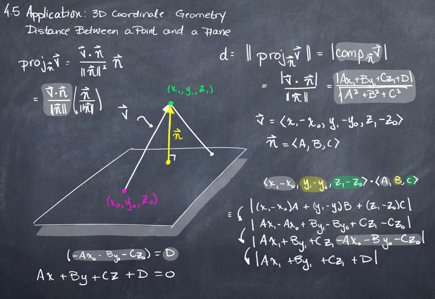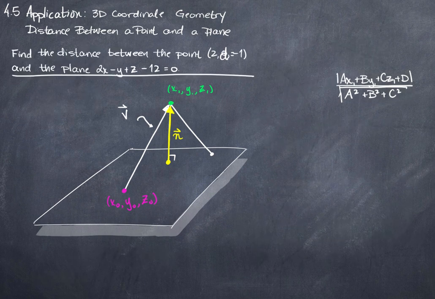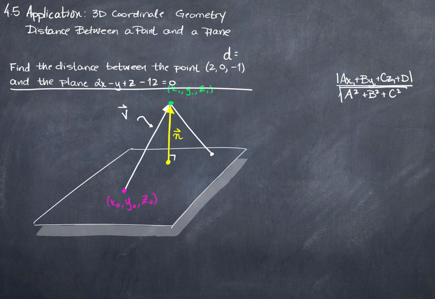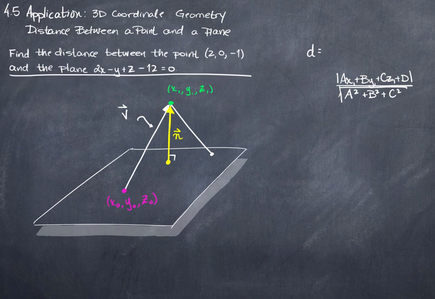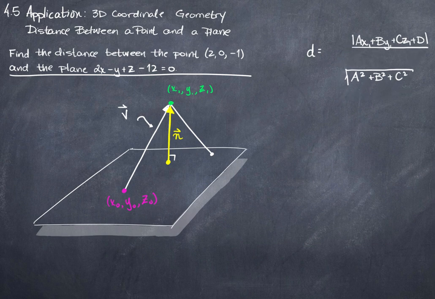At this point, I think the best thing to do is do an example. All right, I need to move a few things around. Here is our question, and I've just recopied or moved our formula to the top right-hand corner here so that we have it to refer to. And here's the question we're being asked to answer. The point 2, 0, negative 1 is the point floating in space, so that is our x1, y1, z1. Those are our values for those three numbers.